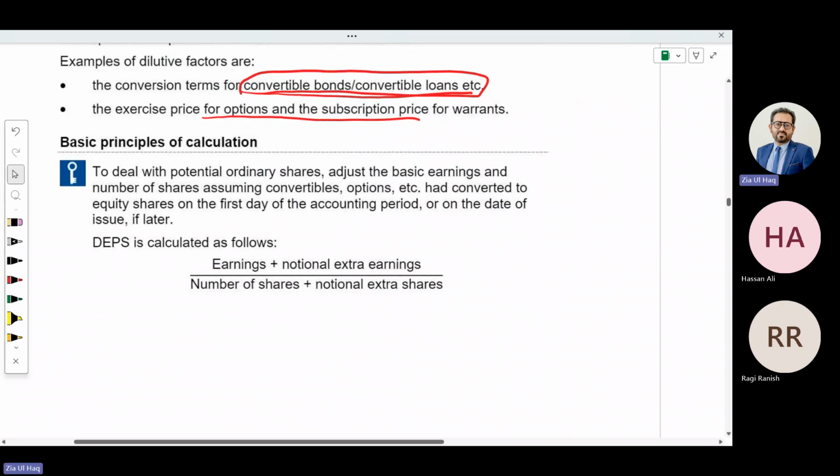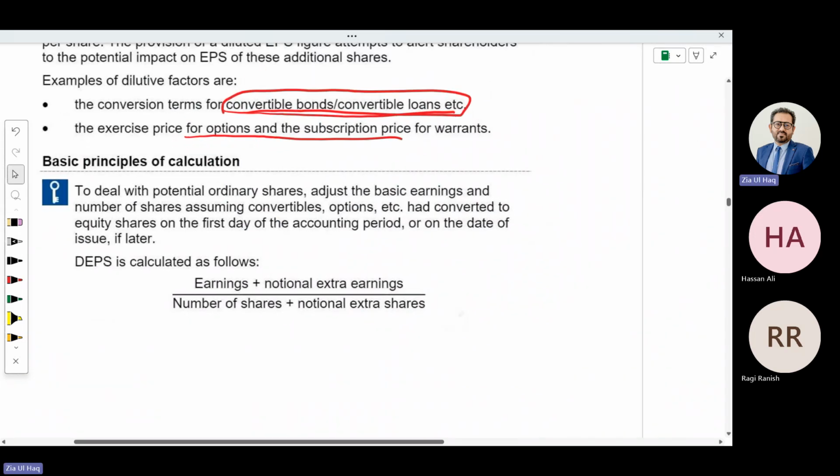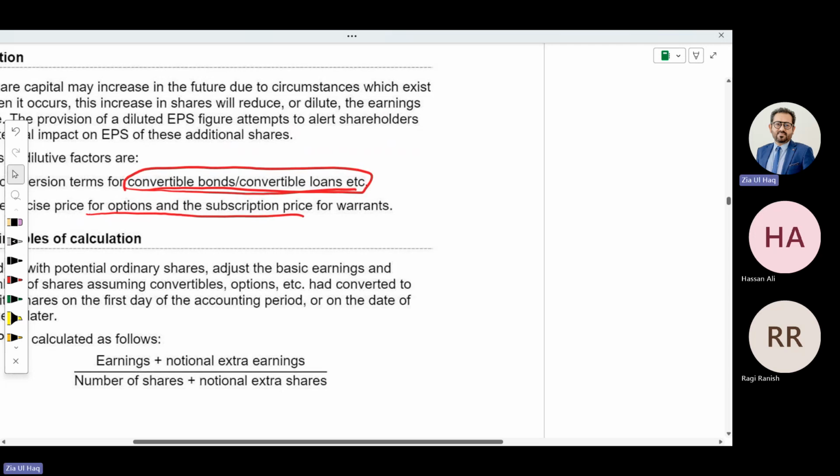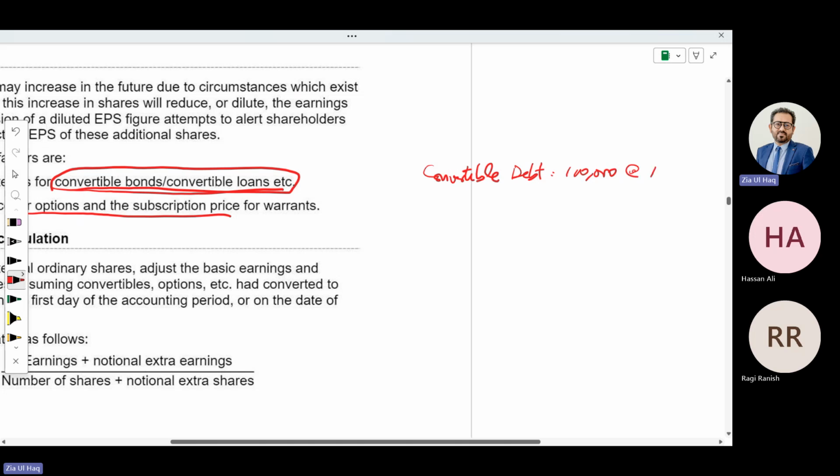So how will EPS be calculated? Suppose the company has issued convertible debts of $400,000. And the debt interest rate is 10%. The investor either can take 100,000 or they can take company shares of, say, 5,000.